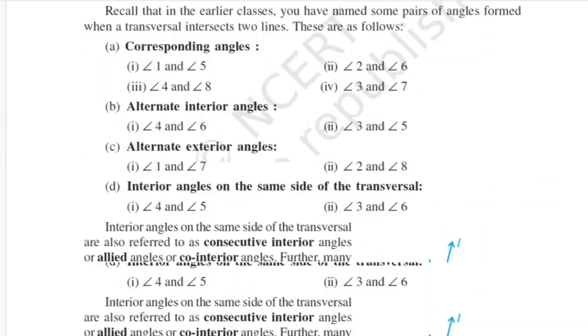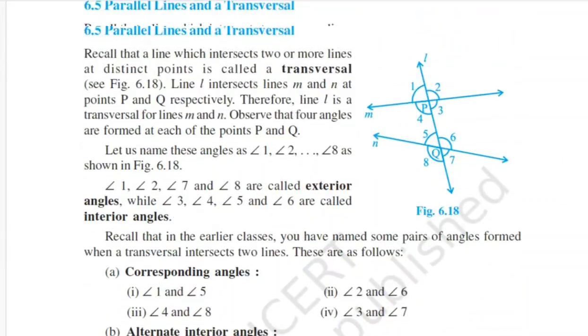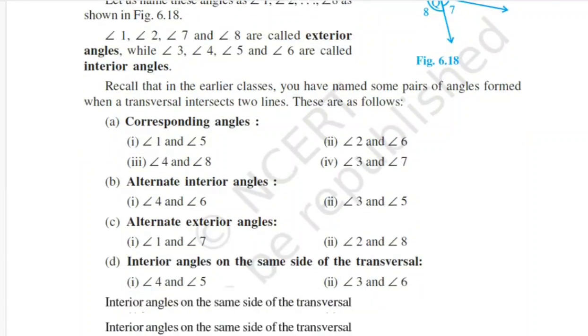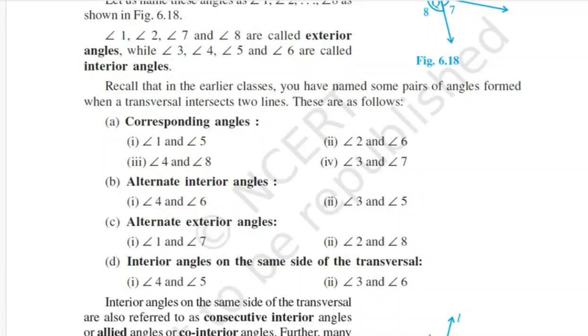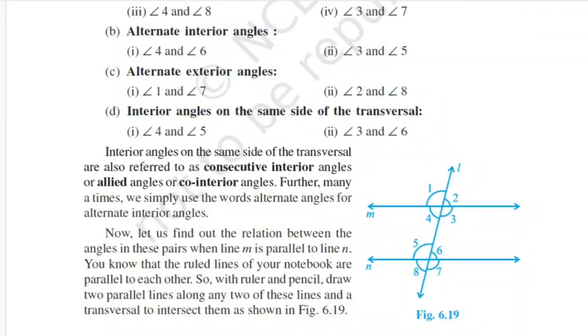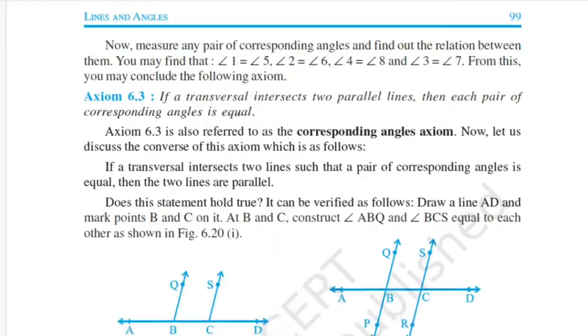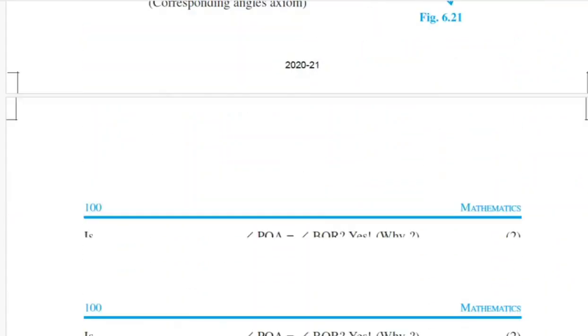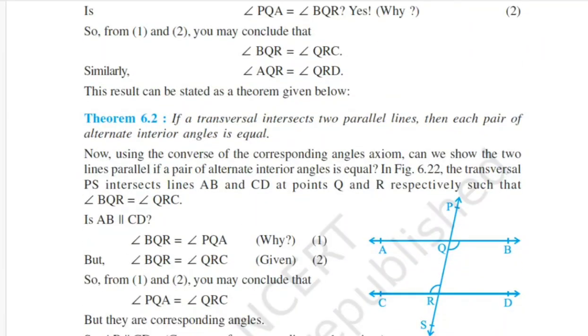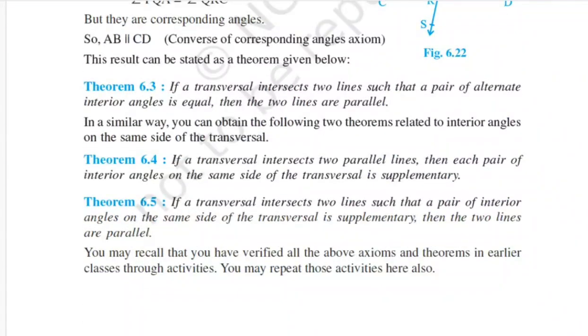Now if I move to exercise 6.2, here there are a lot of concepts. Similarly, if you remember, your corresponding angles you need to know, alternate angles, alternate exterior angles, all these concepts, make them clear. Otherwise you will face problems in the exam. Here theorem 6.2 you see is very important. Theorem 6.3 also.